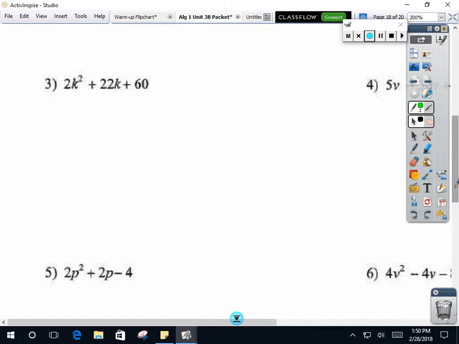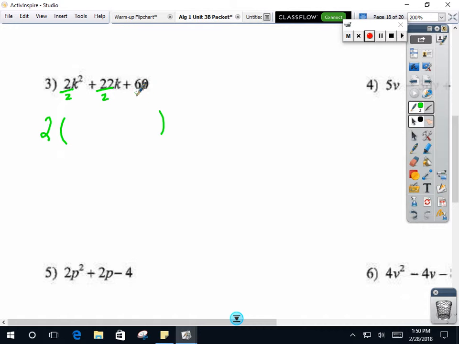For this one, can you factor a variable out of all 3 terms? A variable? No. Because with 2k squared, yeah, there's 2k sitting right there. And this one, there's 1k. But right here, there are no k's. So you're not going to be able to factor out a k. You're only going to be able to factor out a number. And what number will come out of all 3 terms? 2.